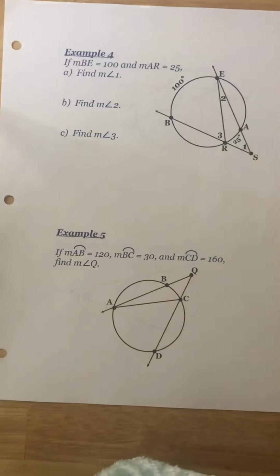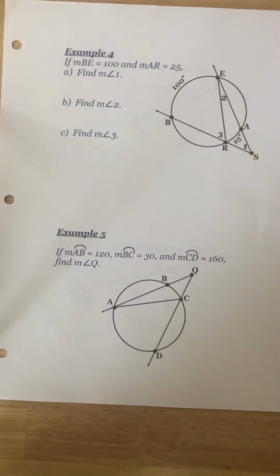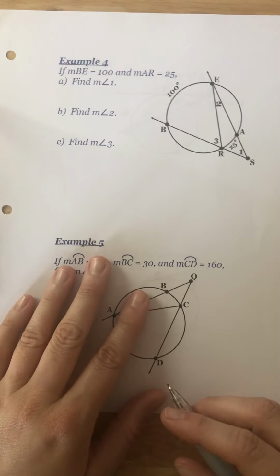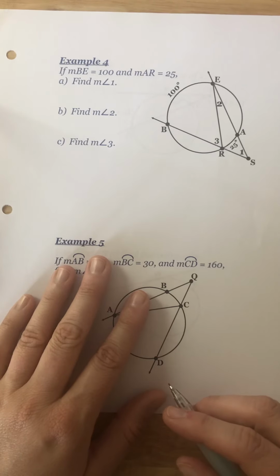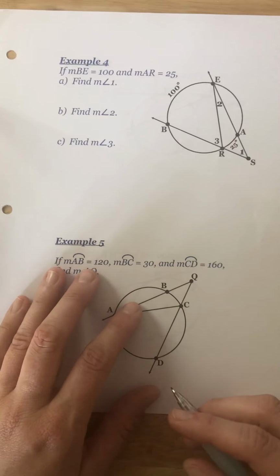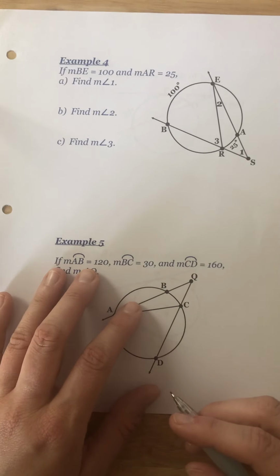All right, example 4. We have several kinds of angles occurring here. Let's look at what we have. They told us that the measure of arc BE is 100 and the measure of arc AR is 25, and that's already in your picture. So number 1, we want to find the measure of angle number 1.